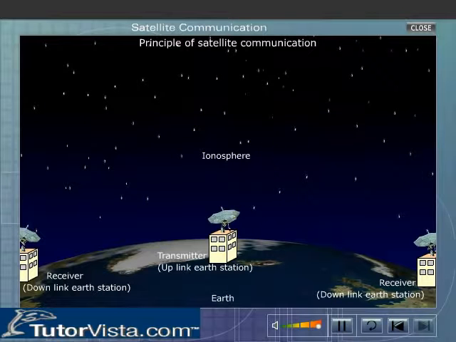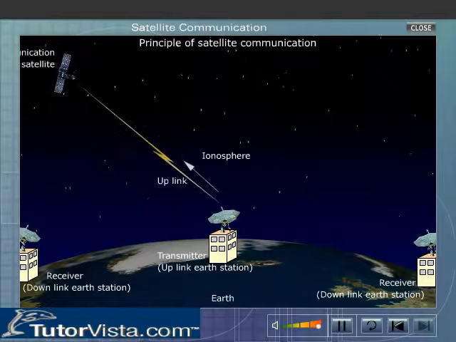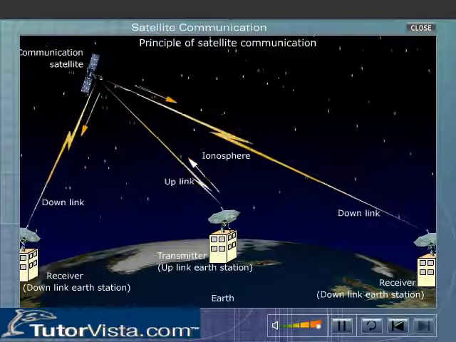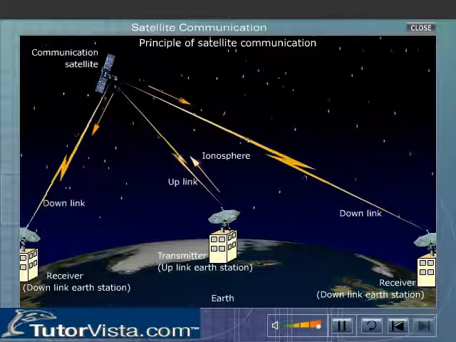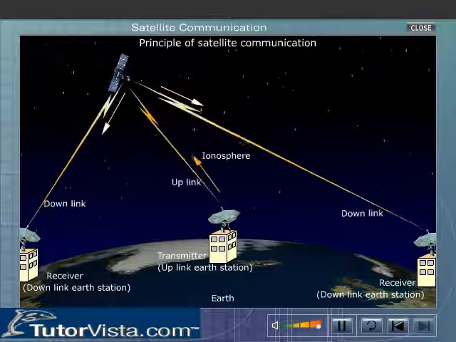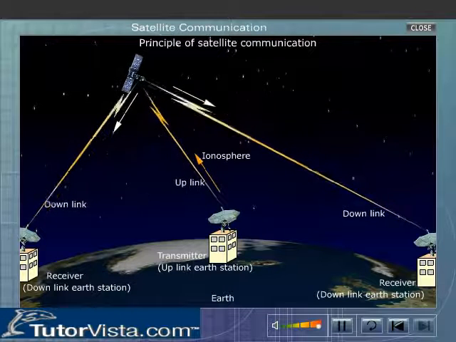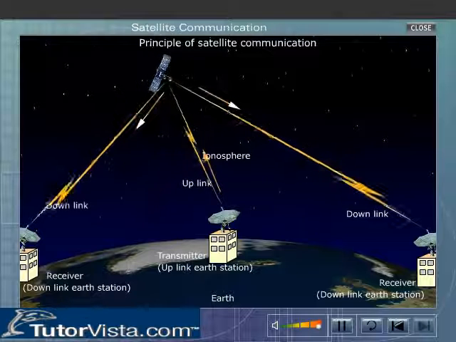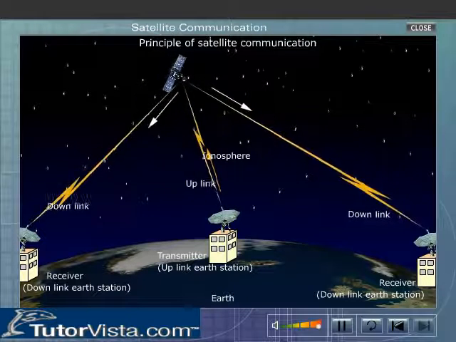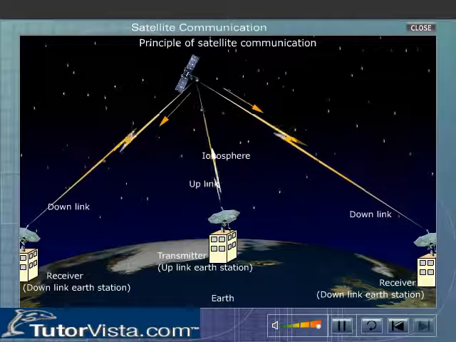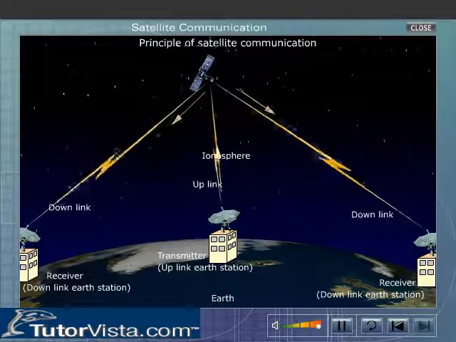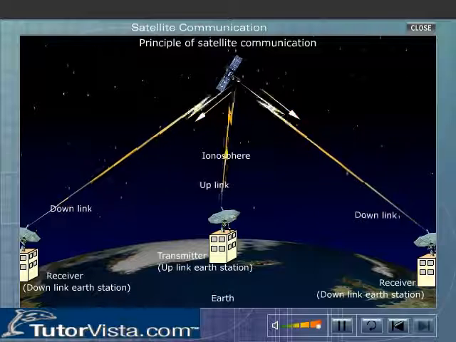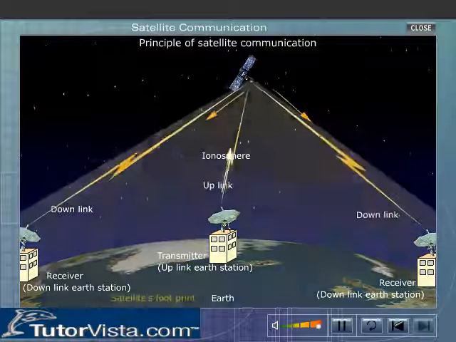Principle of satellite communication. The process of communication begins at an Earth station. The Earth station is an installation designed to transmit and receive signals from a satellite in orbit around the Earth. Earth stations send information in the form of high-powered, high-frequency signals to satellites that receive and retransmit the signals back to Earth. These retransmitted signals are then received by other Earth stations in the coverage area of the satellite.